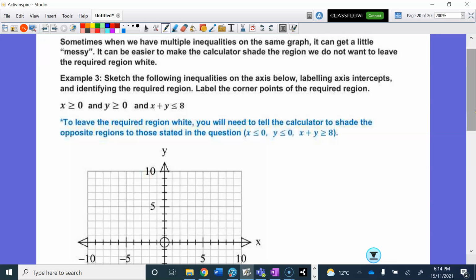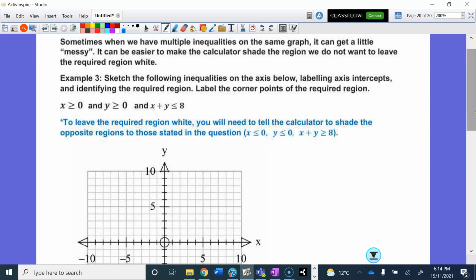Okay, so the skill of being able to shade both the required region and the not required region is important. So if you've got only 1 region, you don't have to worry. You just say, yes, shade the required region. If you've got 5, you might decide I'm going to leave it clean, the bit that I want, and shade off everything else.